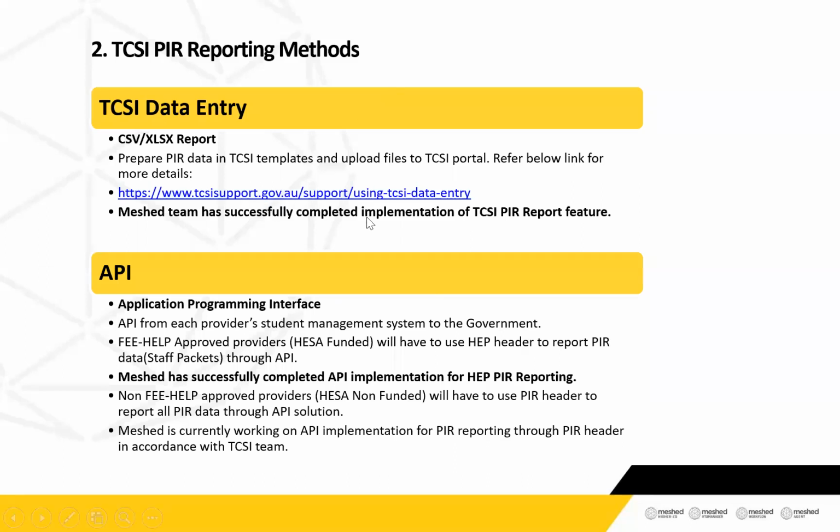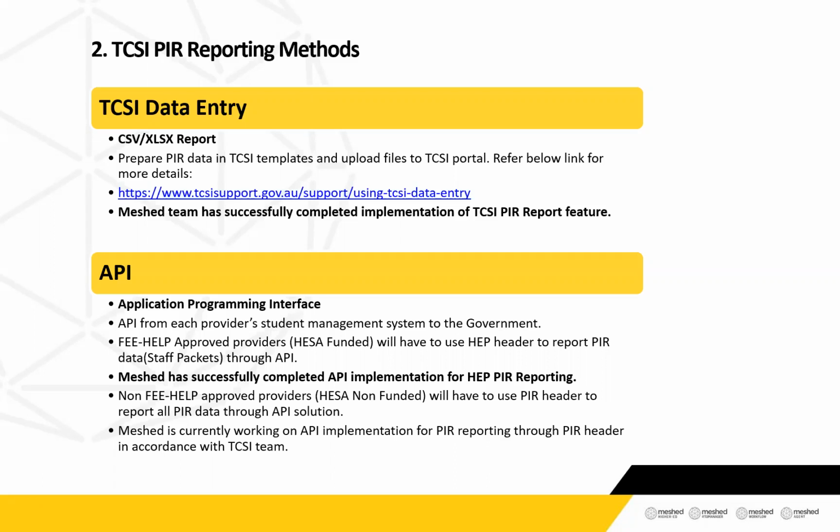The TCSI team has also provided some guidelines on how to do reporting through this TCSI data entry feature on their platform. Now, on the Meshed platform, we have successfully completed the PIR feature for the reports. So as soon as you have your PIR-related data on the Meshed platform, you can simply use these reports to extract the data. You don't have to manually prepare data in that report. It's just a click of a button and you can generate all the reports the way you want, and then you can just upload them on the TCSI portal. So that is all about the first method, which is TCSI data entry.